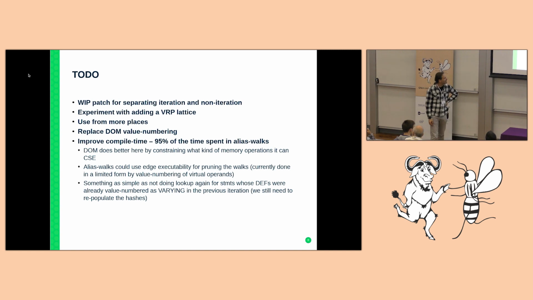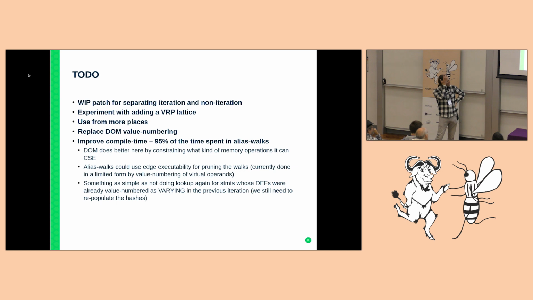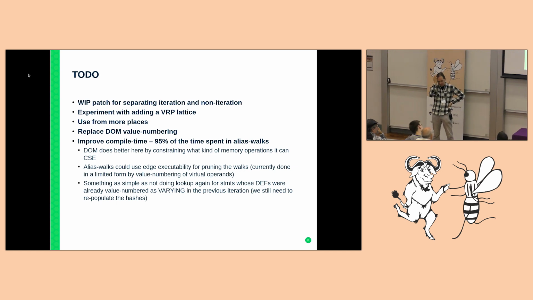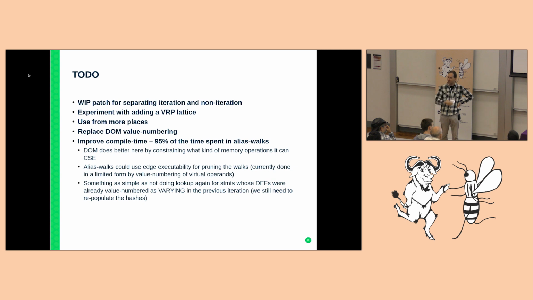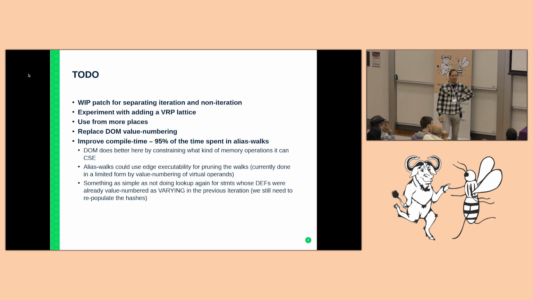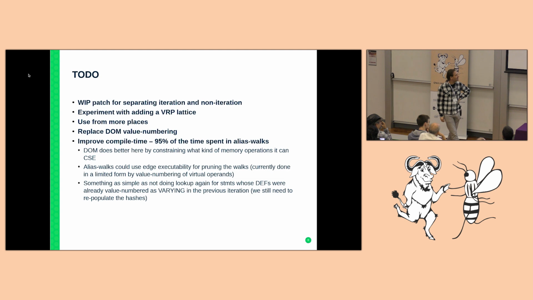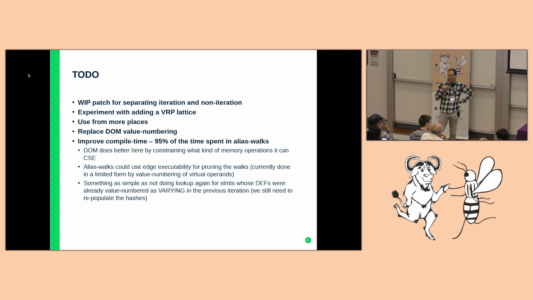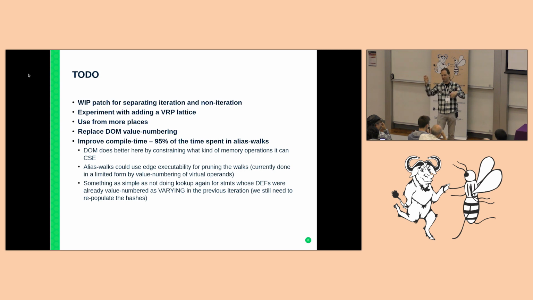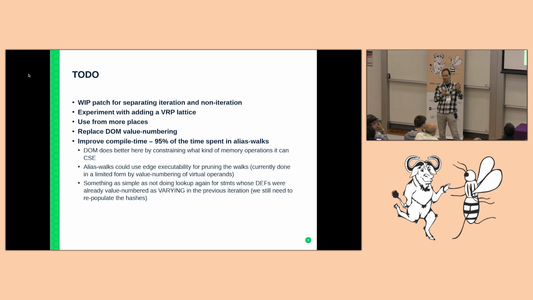And I definitely want to look at improving compile time. Most of the compile time of FRE, even before the new iteration scheme, is spent in the alias walks. And there are some ideas that can be done to address this. For example, DOM is a lot better here because it only handles exact equivalences. It doesn't have fancy translating through memcopy and whatever. So it just puts things in the hash table without context, and so it can do a hash table lookup.